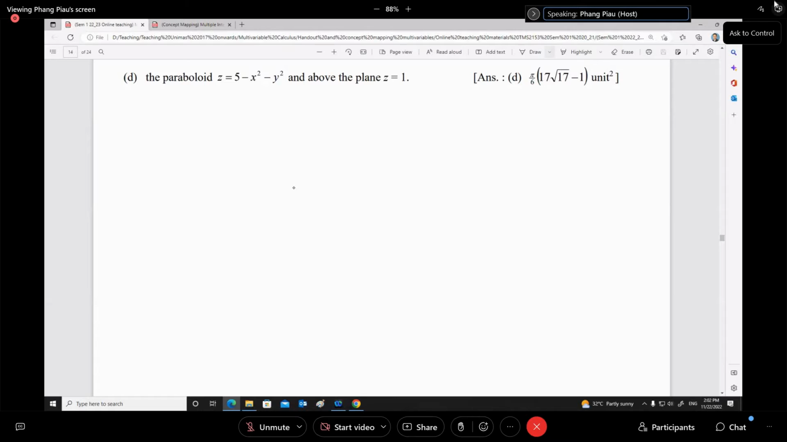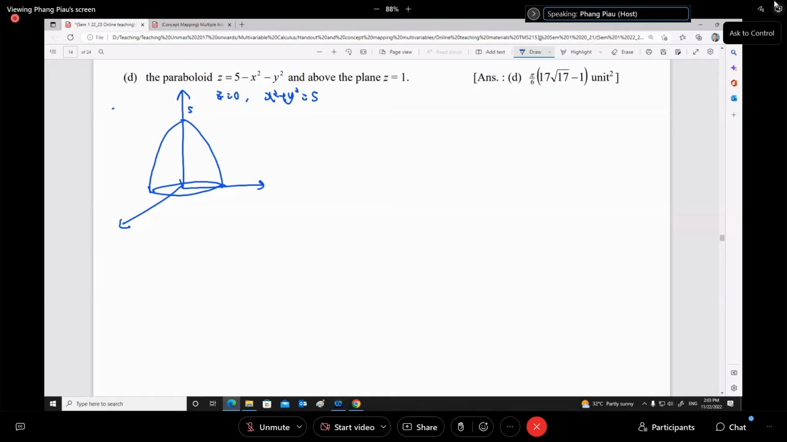Hopefully you still remember what you should always do here: sketch the parabola. This parabola is not upside down, because when x equals 0 and y equals 0, you have the value 5. And when z equals 0, you have this circle, y power 2 plus x power 2 equals 5. So you roughly know that you will have this kind of parabola.